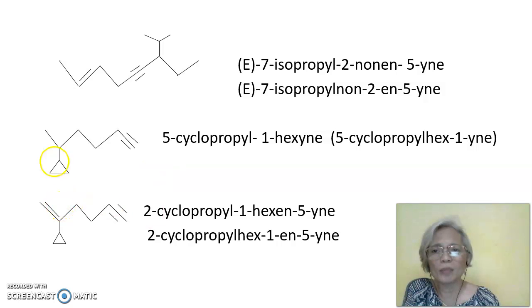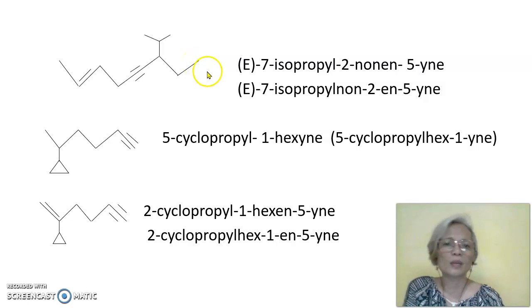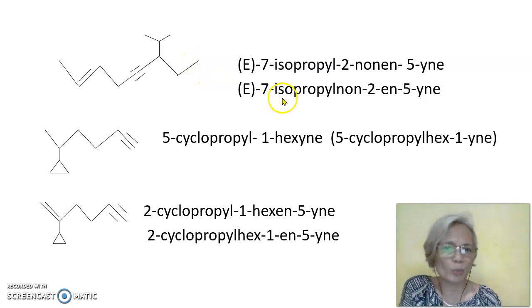Now we have here another example. So we start numbering from the side nearer the double bond. So this is carbon 1, 2, 3, 4, 5, 6, 7, 8, 9. So we have 9 carbons. So we have 7-isopropyl. There is an isopropyl attached to carbon number 7. 2-en, the double bond is at carbon number 2. 5-yne because the triple bond is at carbon number 5.